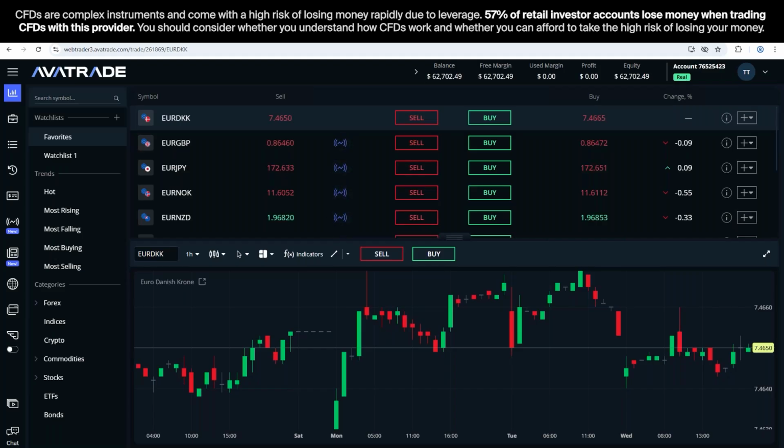So the consumer price index numbers out of the US are tomorrow, the CPI data, and maybe there's some hesitancy right now as it leads up to that, and we have to keep that in mind.